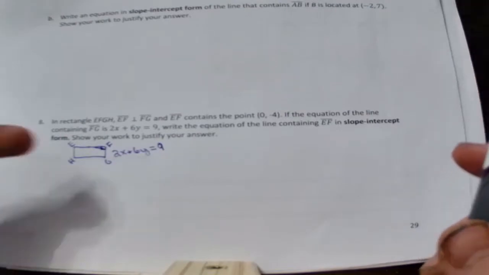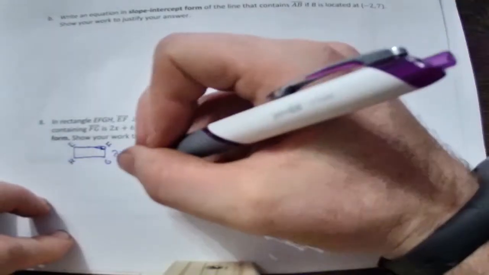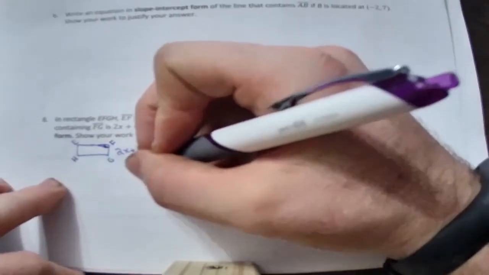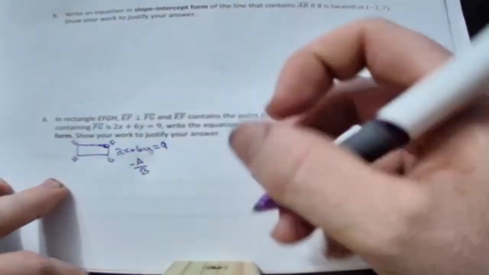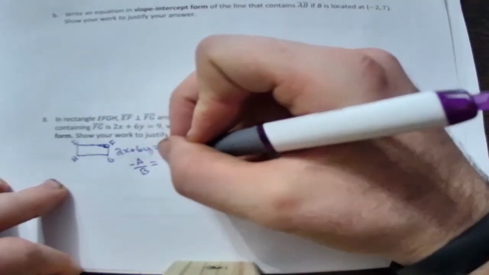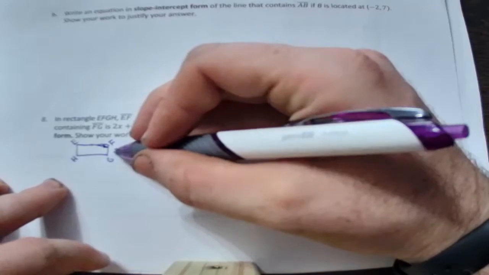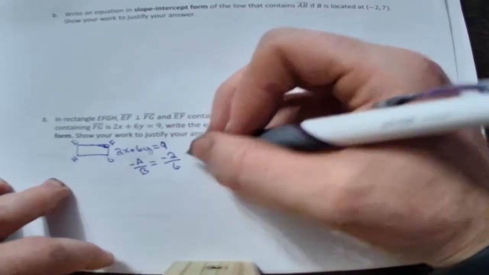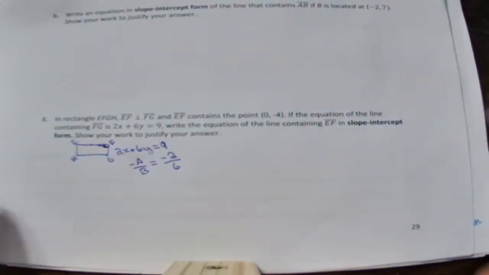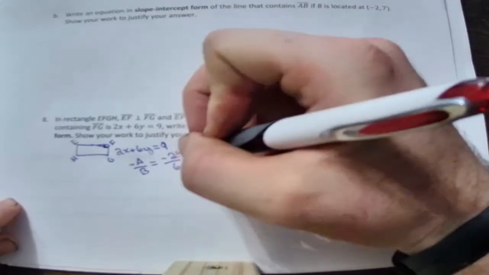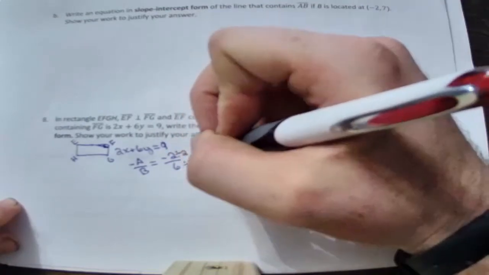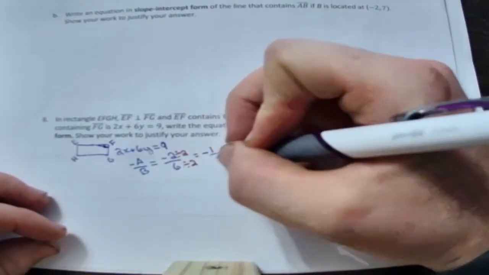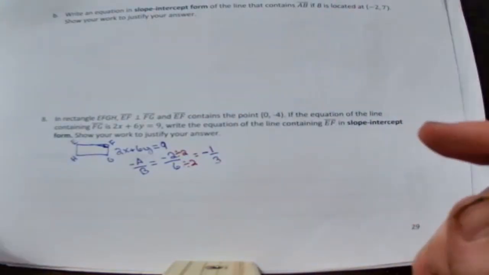So what we're going to want to do first is find the original slope. The slope for FG, the way we're going to find it is the opposite of A over B. So what we're going to have is -2. That came from here, so since it was positive, it turned negative. And B would be 6. If I simplify this down, because it can, I'm going to divide the top and the bottom by 2, which would give me a -1/3. So that's the slope of the original one we got.